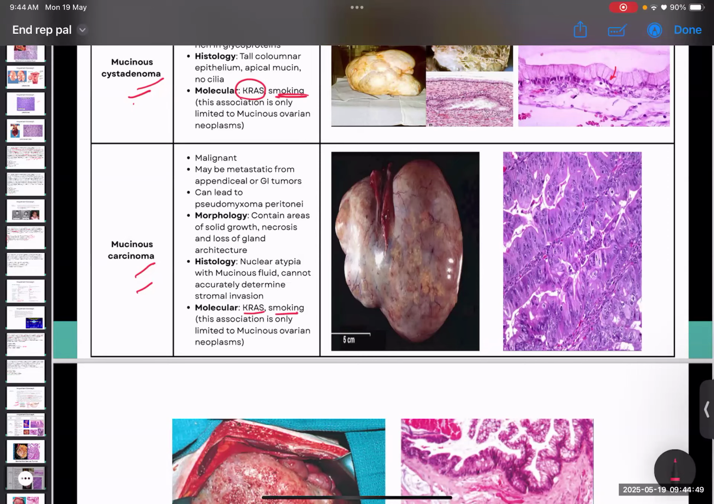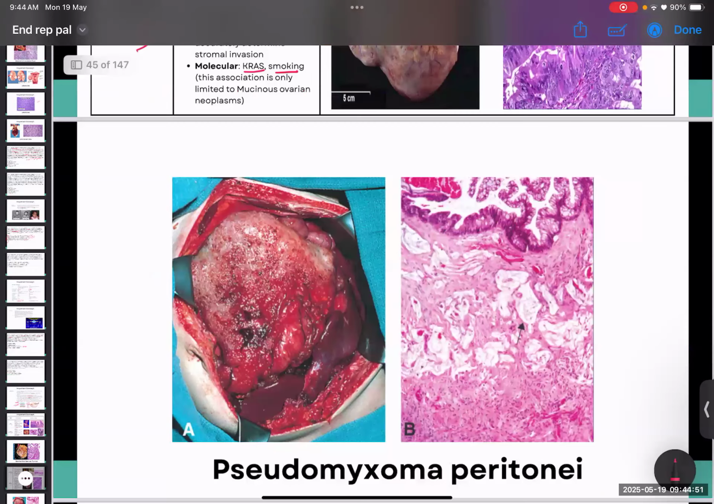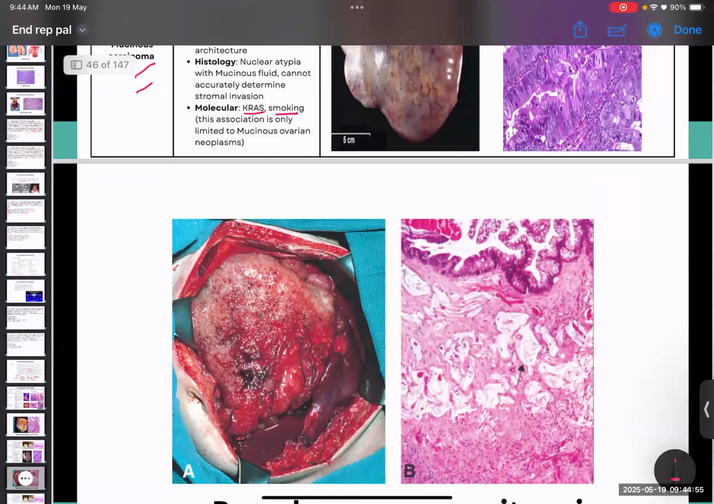This is just a picture of pseudomyxoma peritonei. They could give you this picture, and they could ask you which of the following tumors is responsible for this consequence, and the answer would be mucinous carcinoma.